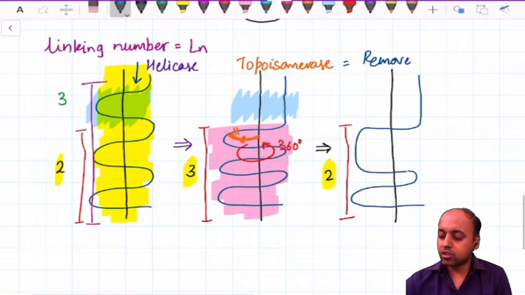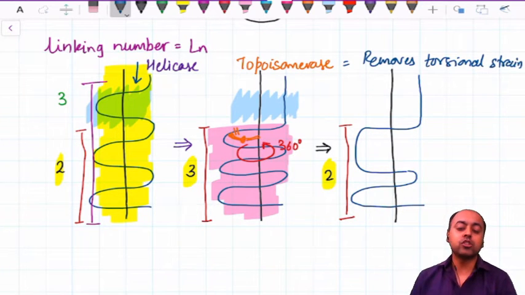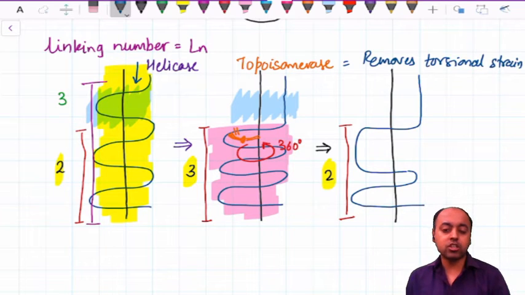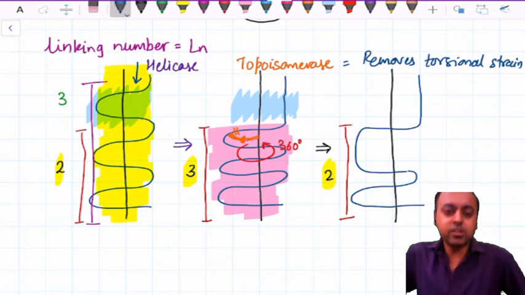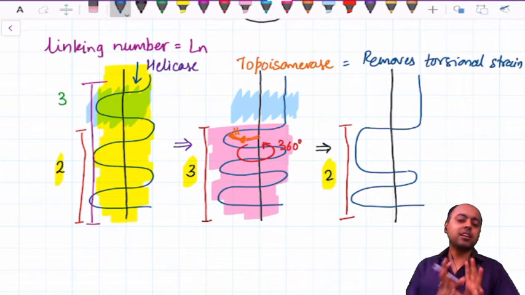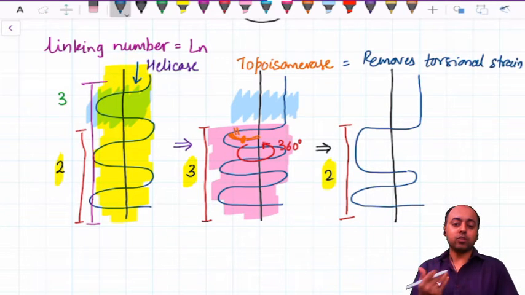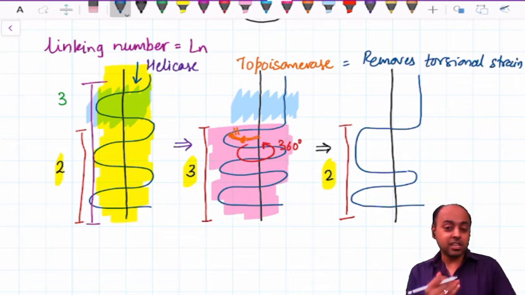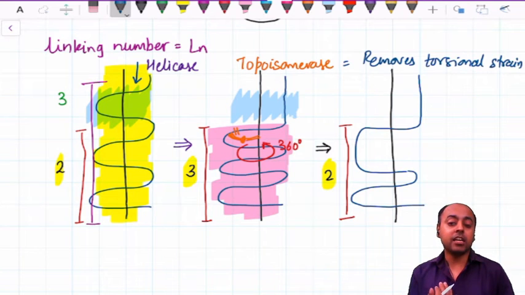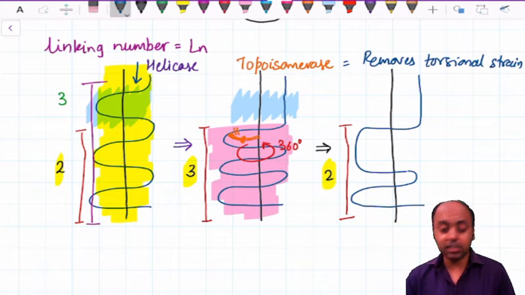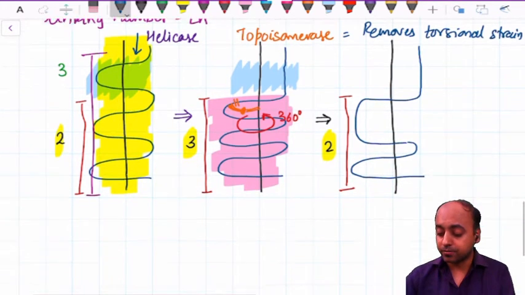the torsional strain. It removes the torsional strain. So remember, the topoisomerase will remove the torsional strain. All right. I hope this picture that we have drawn is clear and self-explanatory. Basically, what the topoisomerase is doing, it is decreasing the linking number by its action.